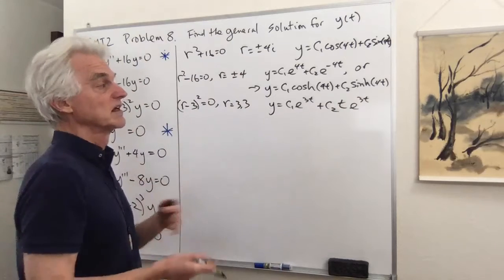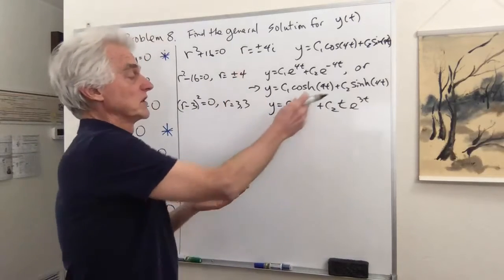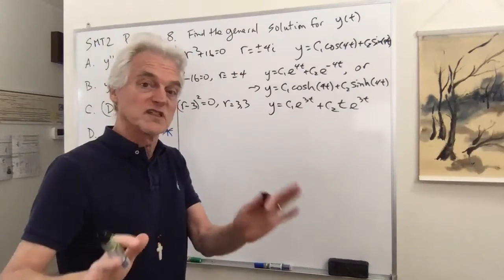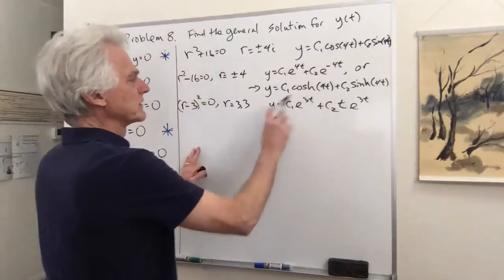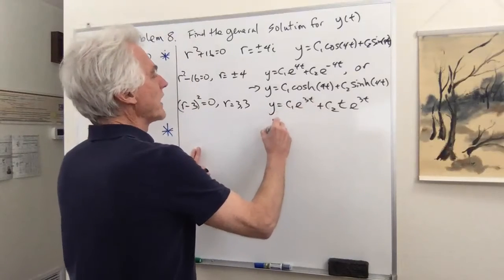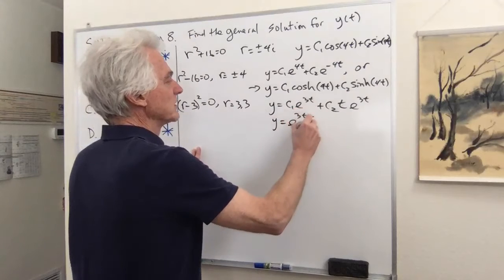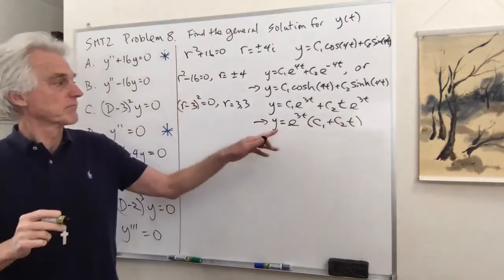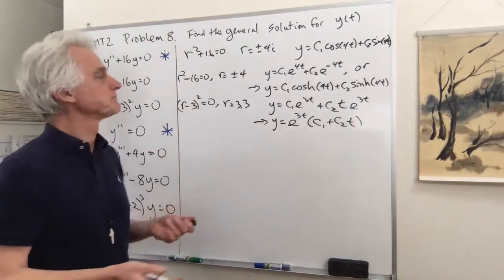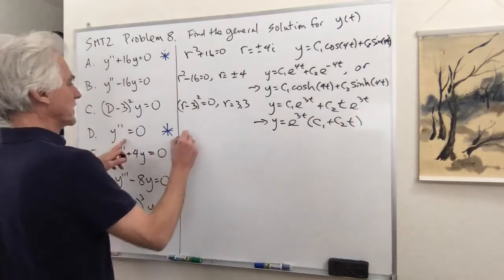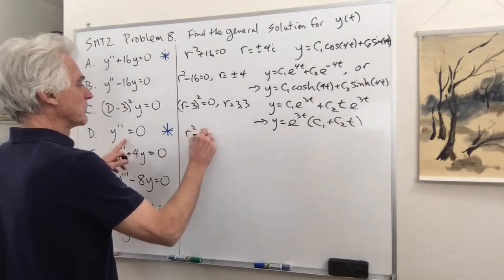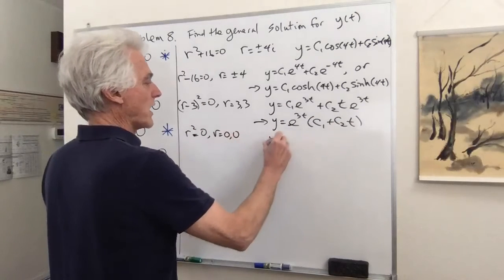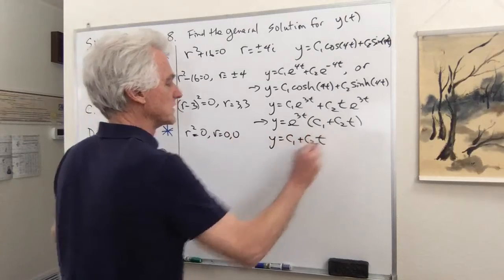For multiplicity 7, I get 7 functions: e to the rt, t e to the rt, up to t to the 6 e to the rt. We'll get to one later like that, I think. So what do we have here? That can also be written as e to the 3t times c1 plus c2 t. And that's the form that's in the multiple choice options. What's the next one? This is r squared is 0, so r is 0, 0. And this has a general solution, y is c1 plus c2 t.